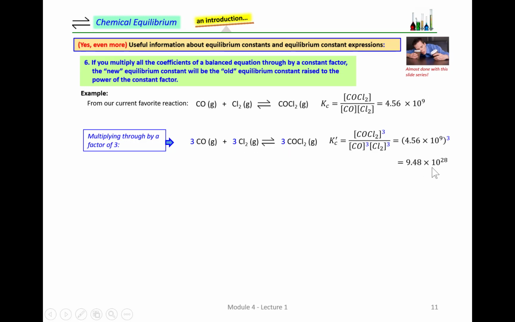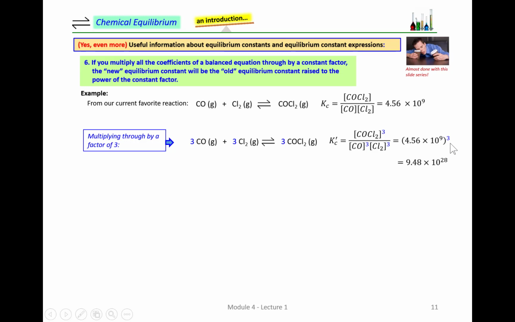So let's look at our statement up here. If you multiply all the coefficients of a balanced equation through by a constant factor, which I did here, I multiplied it through by a constant factor of 3, the new equilibrium constant, Kc prime, will be the old equilibrium constant, Kc, raised to the power of that constant factor, 3. And that's what we did.